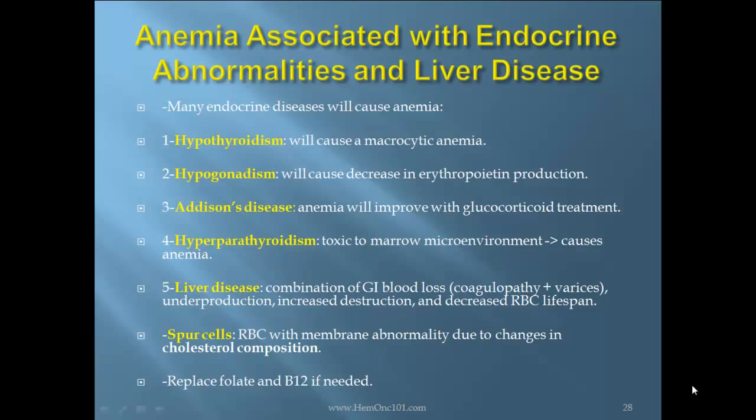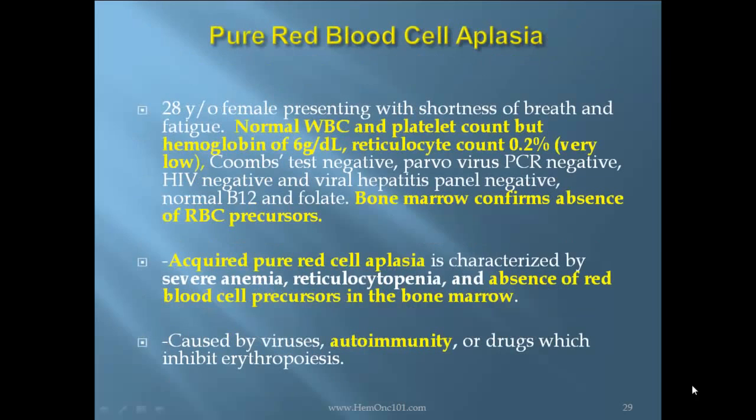Liver disease is a combination of GI blood loss due to coagulopathy and varices, underproduction anemia, increased destruction, and decreased RBC lifespan. Spur cells are RBCs with membrane abnormality due to changes in the cholesterol composition. Always remember, replace folate and B12 if needed.